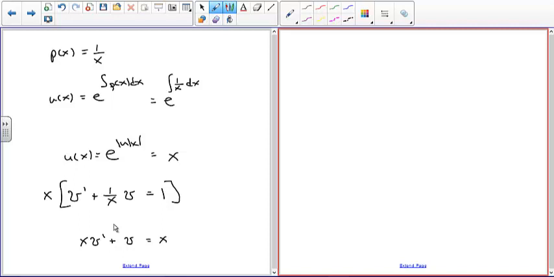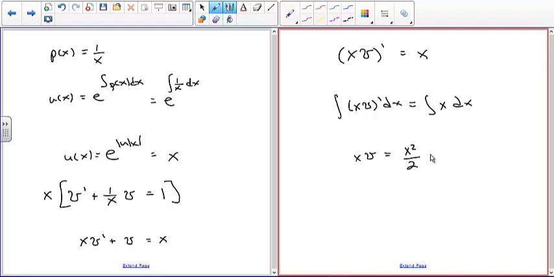So that does mean that I can combine those two terms on the left-hand side. So I'll end up with x times v quantity prime is equal to x. Just combine those two into one term. Then we integrate both sides. The integral of this thing is just the term in the parentheses. The integral of x dx is x squared over 2, and we add our arbitrary constant c.